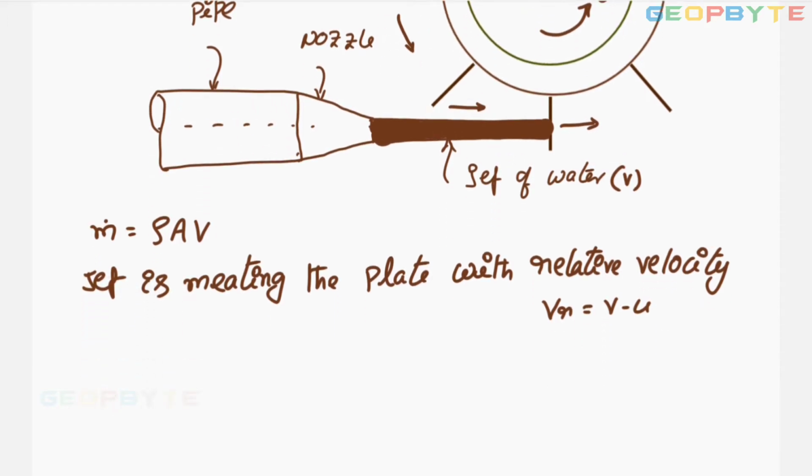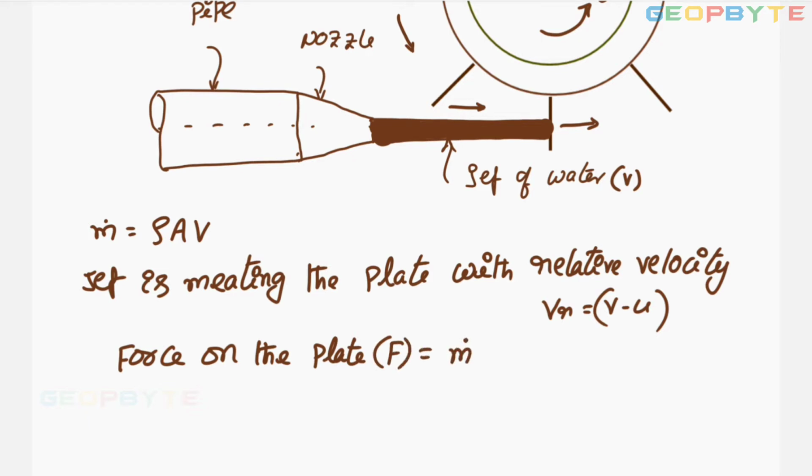Then the force on the plate, F equals mass flow rate multiplied by velocity of the jet while it is meeting in that horizontal direction, that is v minus u, minus, once the jet is hitting the plate, there is no further velocity in the same direction. Therefore, the final velocity is becoming 0.